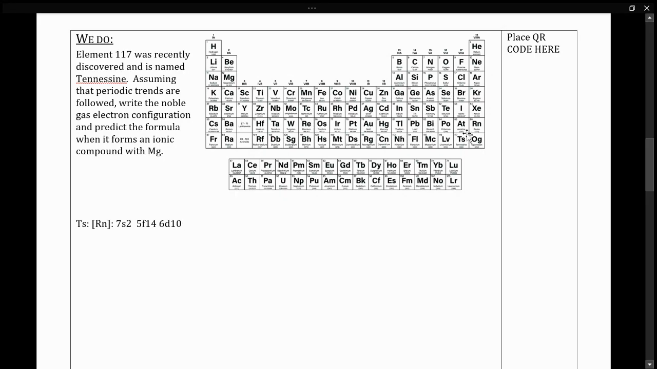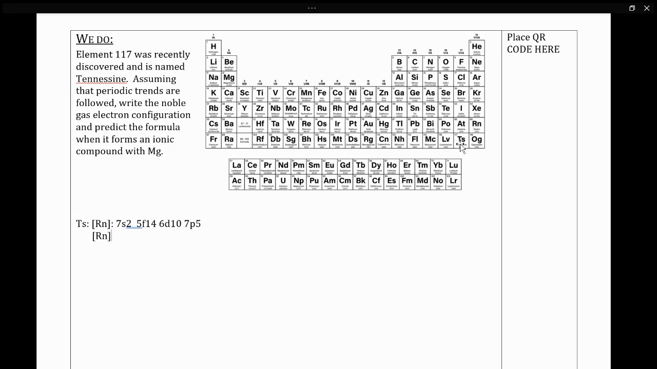Finally, we're at the P block. Once again, this is going to be the same energy level as the S, so that's 7p, and I count over 1, 2, 3, 4, 5. So 7p5.